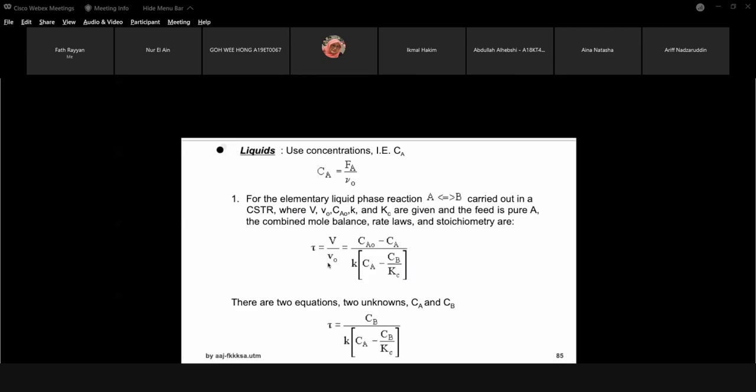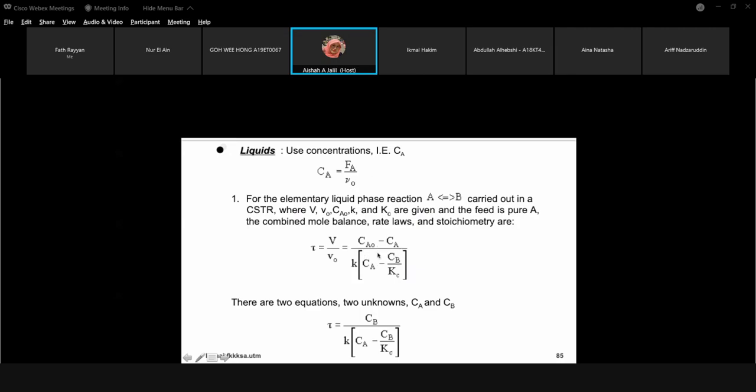The combined mole balance, rate law and stoichiometry become like this. How do they become like this? You can develop it from the beginning, because you have the V for the CSTR. If you can remember what V for the CSTR is, this is from chapter 1. Then you put in the volumetric flow rate, and when you rearrange, you can get this. This is the tau in terms other than conversion.